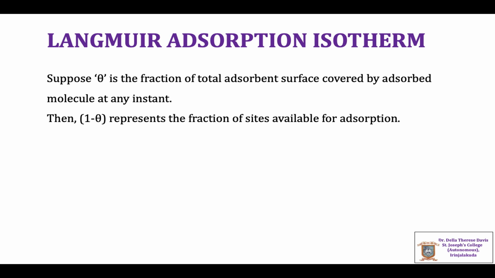If theta is the fraction of adsorbent surface covered by the adsorbate molecule, then 1 minus theta gives the fraction of sites available for adsorption. According to kinetic theory of gases, the rate at which gas molecules strike unit area of the surface is proportional to the pressure of the gas P. Thus, the rate of condensation of molecules on the adsorbent surface is proportional to two factors: the fraction of available sites, that is 1 minus theta, and the gas pressure P.